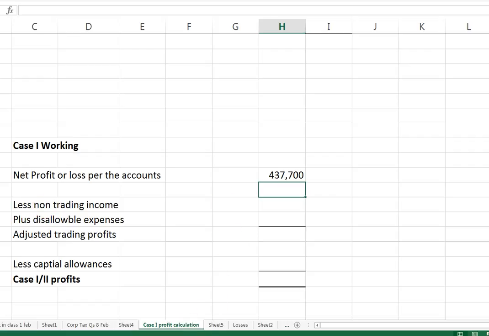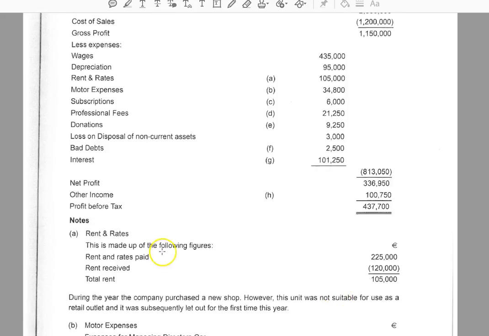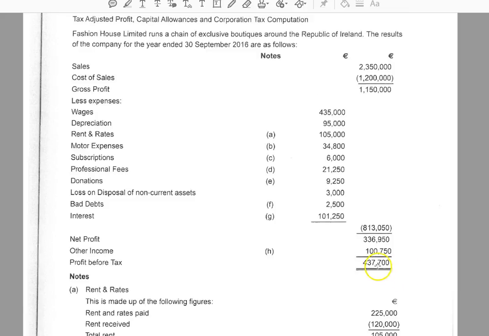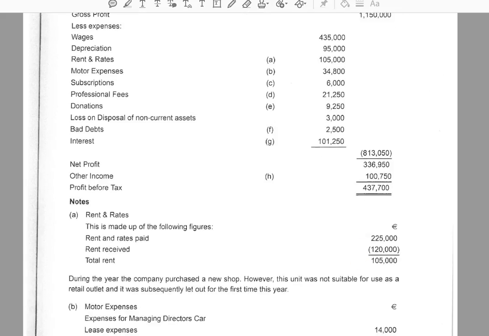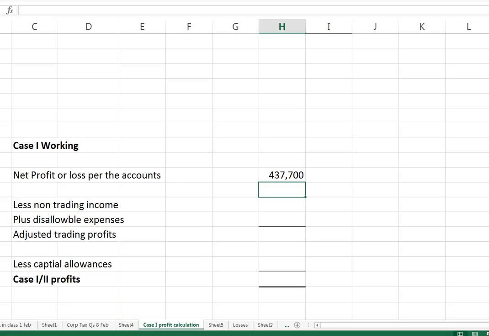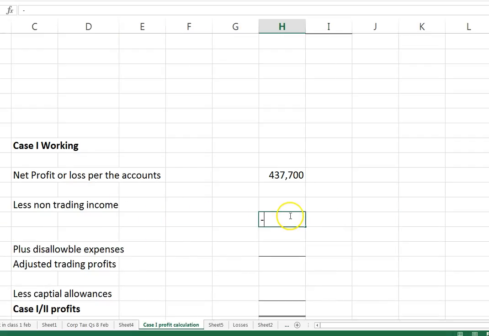But the non-trading income, you look at the question. You see, okay, where is the non-trading income? And there is definitely other income. And in this question, rent and rates includes rent received, which is rental income. So when getting that profit, we added in any income received, so we're going to deduct it now because it's non-trading. So we only want to include the trading income. So deduct the rent received. So non-trading income then suddenly becomes maybe 2 lines. We take away the rent received.